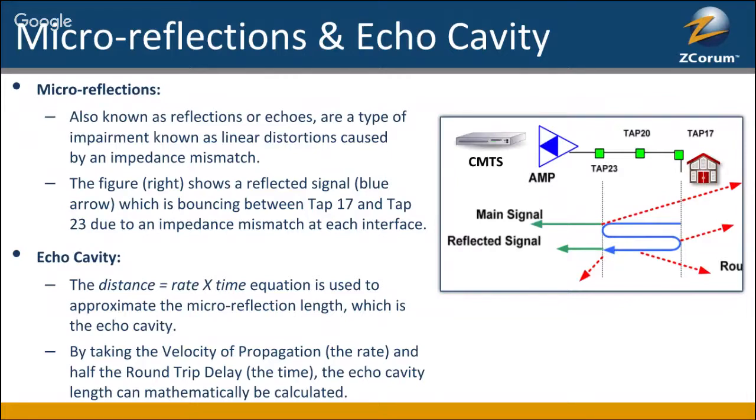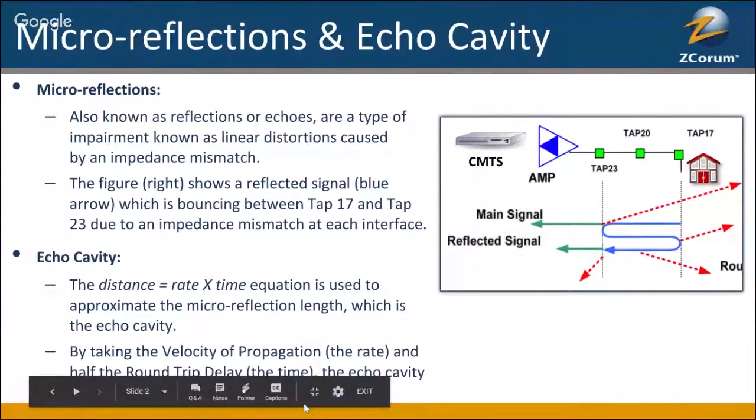As you can tell, understanding the concept of impedance mismatch is very important. An impedance mismatch will produce a microreflection, and then once you have multiple microreflections, you have an echo cavity. So what does that tell us? Got it. Okay.